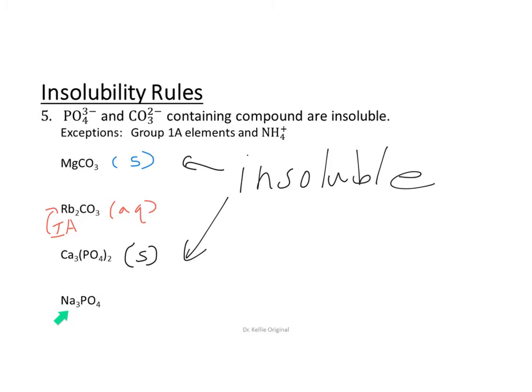Then last but not least, we have sodium phosphate. Well, even though anything that contains a phosphate is insoluble, it's bonded to sodium. Now remember, anything with a group 1A element is soluble, and that rule always takes precedence. There's no exceptions to it. So because sodium's a group 1A element, our substance will dissolve in water. So it would be soluble.